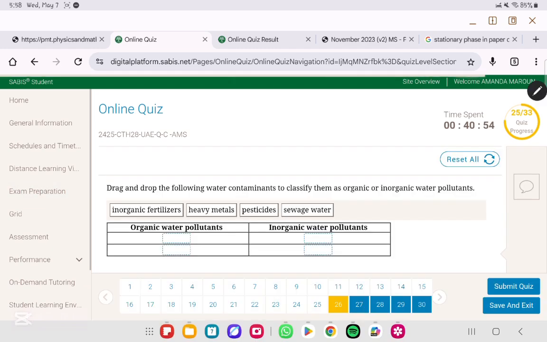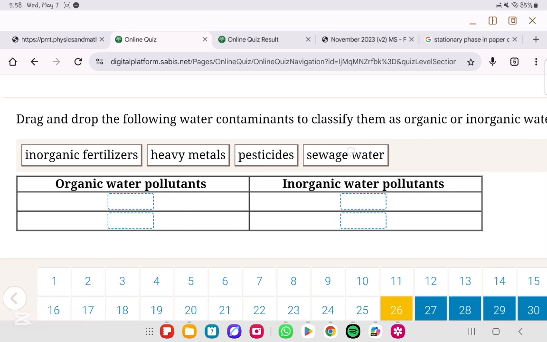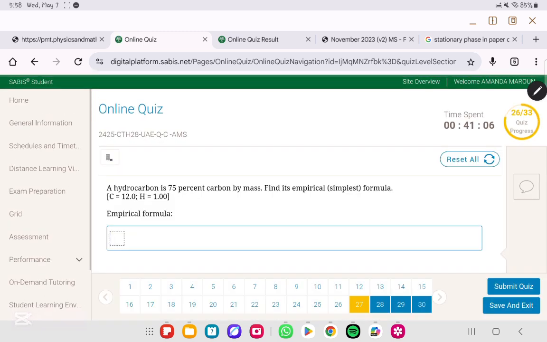Okay, we move on to 26. In 26, they want organic and inorganic. Very simply, organic, they are what? Sewage and pesticides. Inorganic, they are inorganic fertilizers and the heavy metals. We move on to 27.